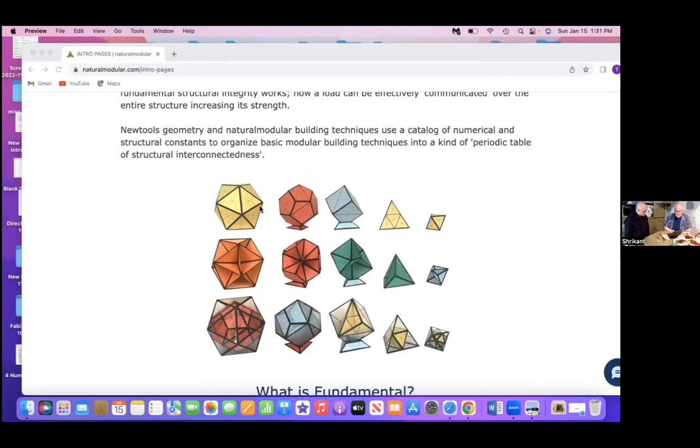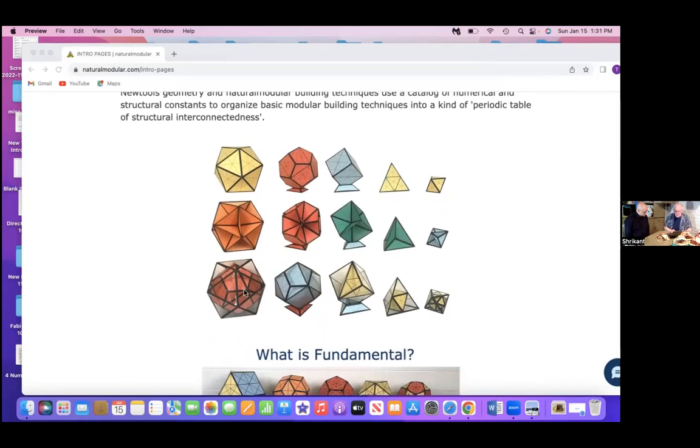Here you see the 5 Platonic solids, the icosahedron, the dodecahedron, the cube, the tetrahedron, and the octahedron. Here are their skeletons. And then this is how they fit inside each other like nesting dolls.